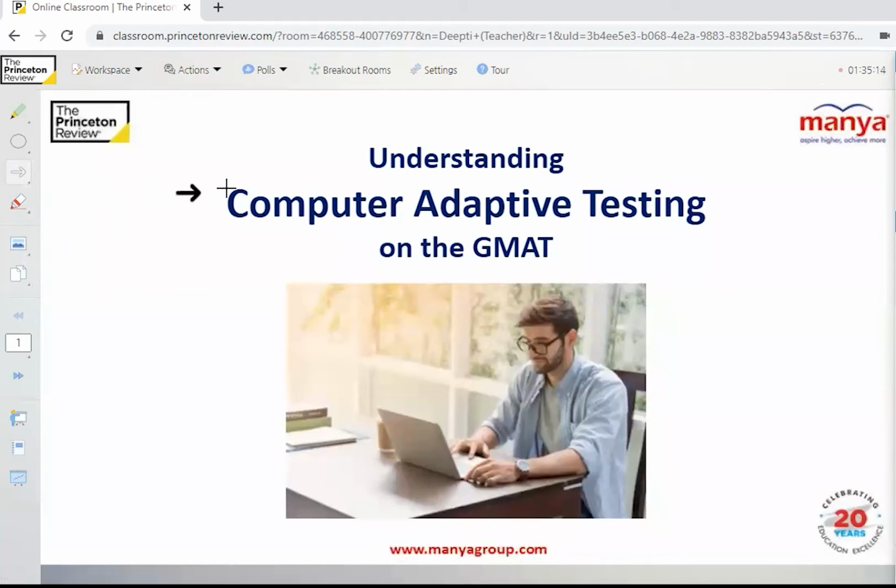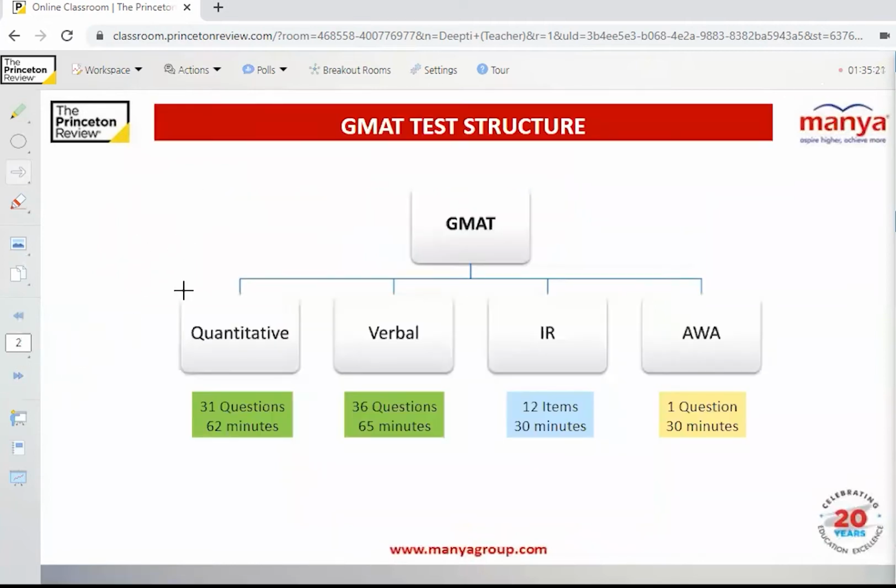So in this video, we are going to discuss how computer adaptive testing works on the GMAT exam. So let's start by understanding the structure of the GMAT. GMAT has four sections: quantitative section, verbal section, IR section, and AWA section. Out of these four sections, only quantitative section and the verbal section, they are computer adaptive by nature.